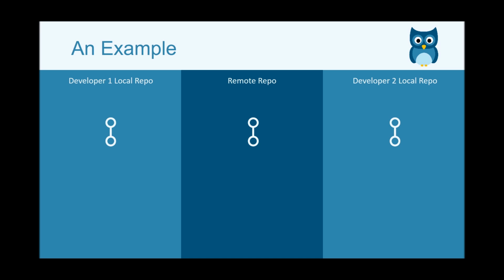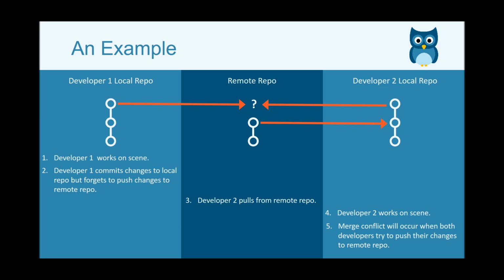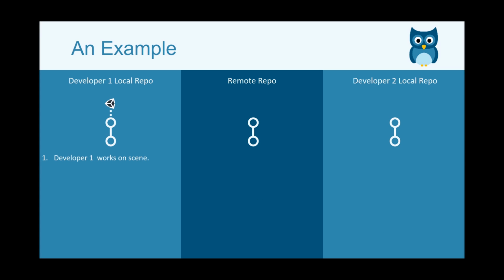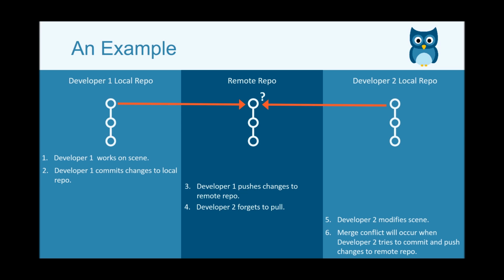One is that your developer has committed their changes to their local repository, but forgotten to push those changes to the remote repository. Even though the next developer has pulled from the remote repository, they won't have received the latest changes to that scene. So as soon as they start working on that scene, someone's going to inevitably end up losing work. Another scenario is that the first developer has pushed their changes to the remote repository, but the second developer has forgotten to pull in those changes, or has maybe pulled changes in from the wrong branch and doesn't have the latest changes to that scene. Again, someone's going to end up losing work.